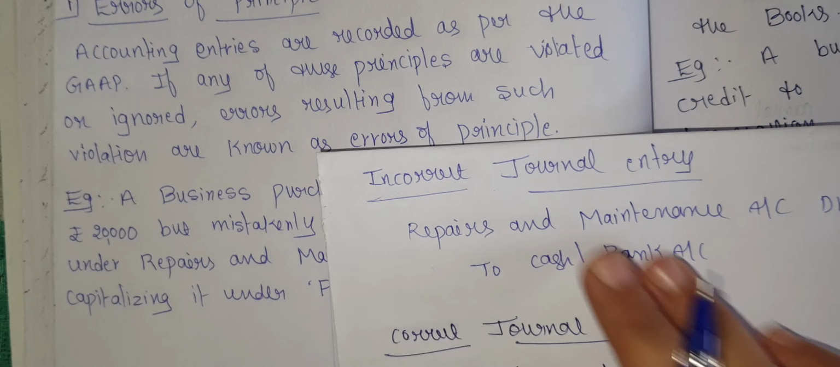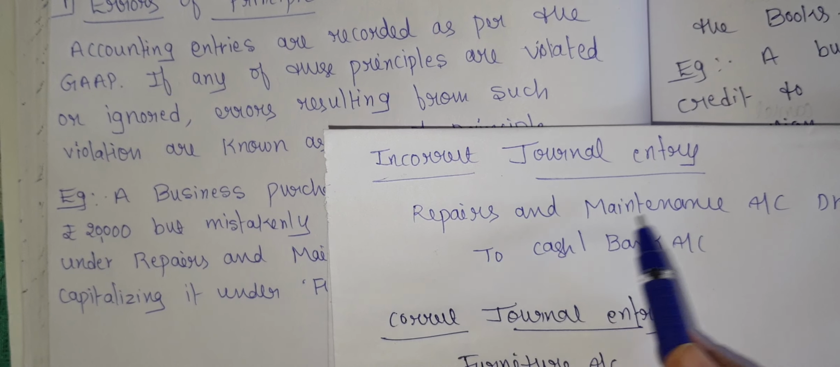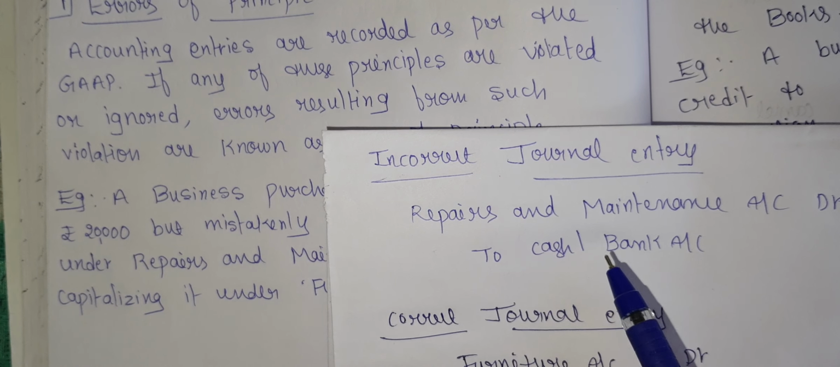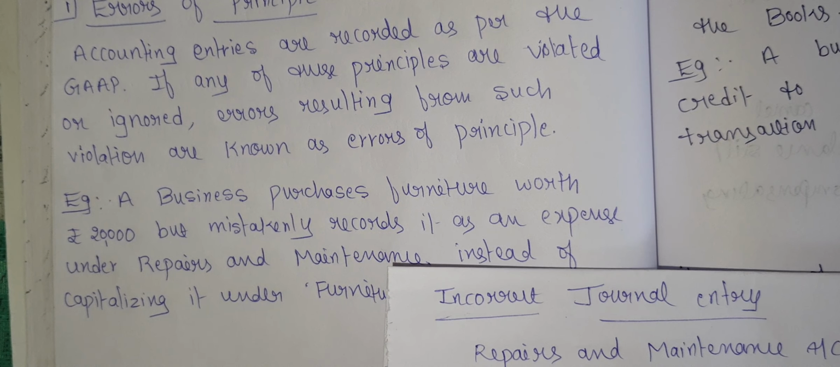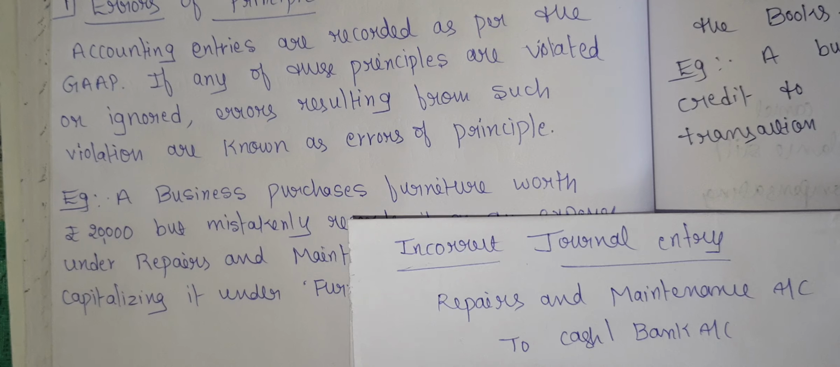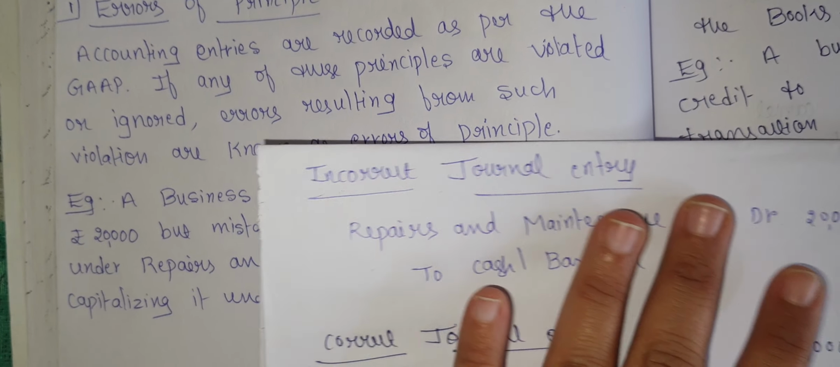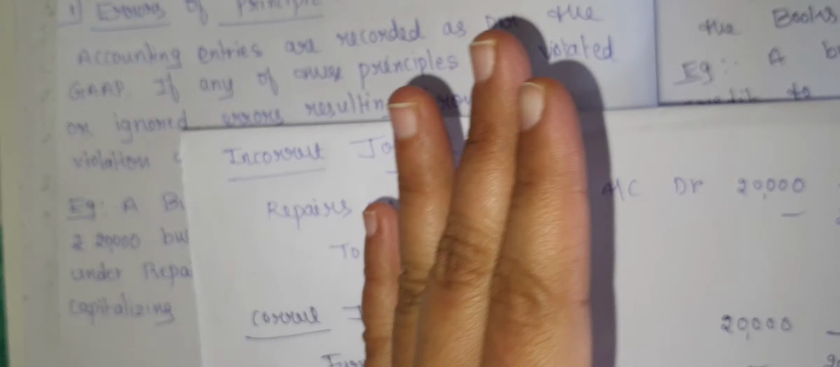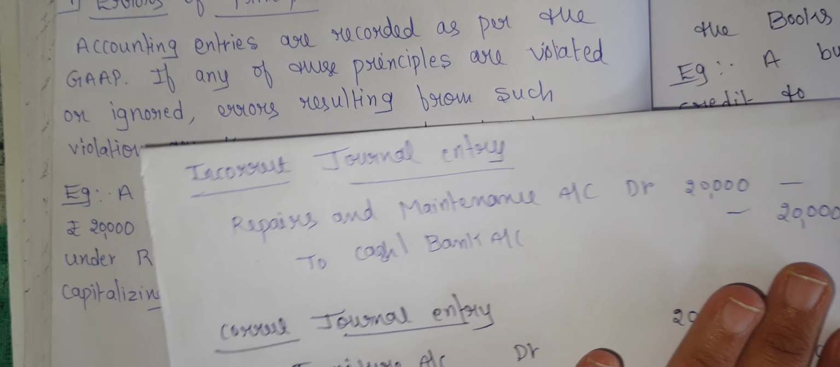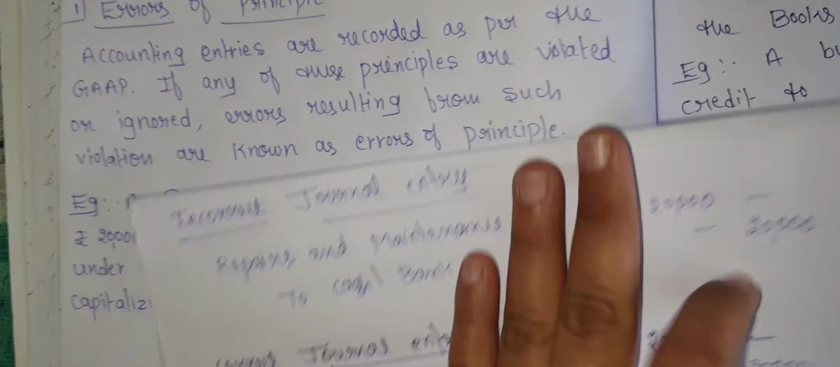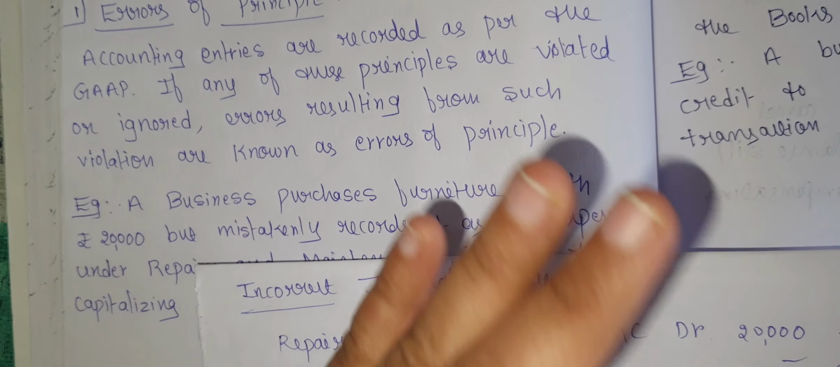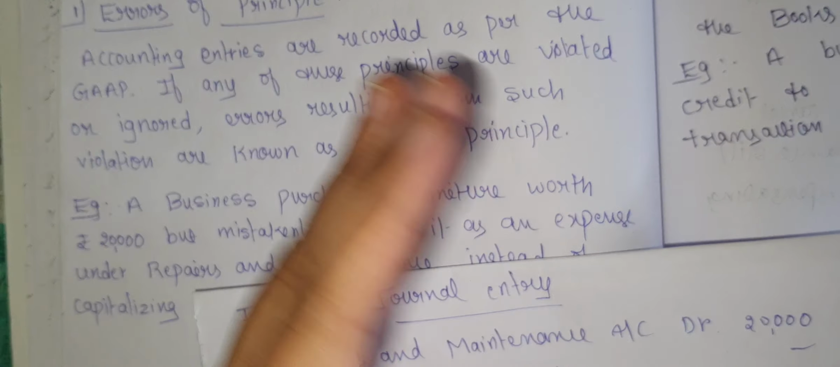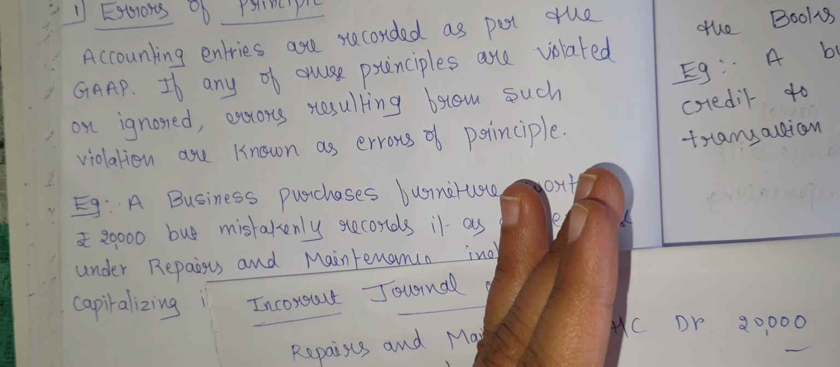So what is the incorrect journal entry then? Repairs and maintenance account debit to cash or bank account. This is the incorrect journal entry because they mistakenly record the furniture as an expense. The incorrect entry classified the purchase as an expense instead of an asset, violating the accounting principle that capital expenditures should be recorded as assets.